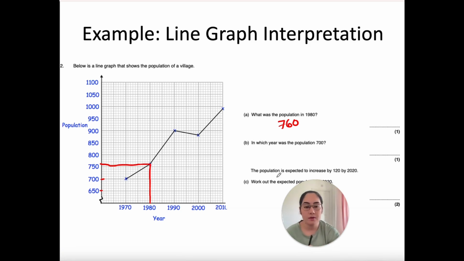In which year was the population 700? So then we go to the axis that represents population in this case, which is here. Then we go across to our line and down. It's year 1970. So pay attention to your axes.